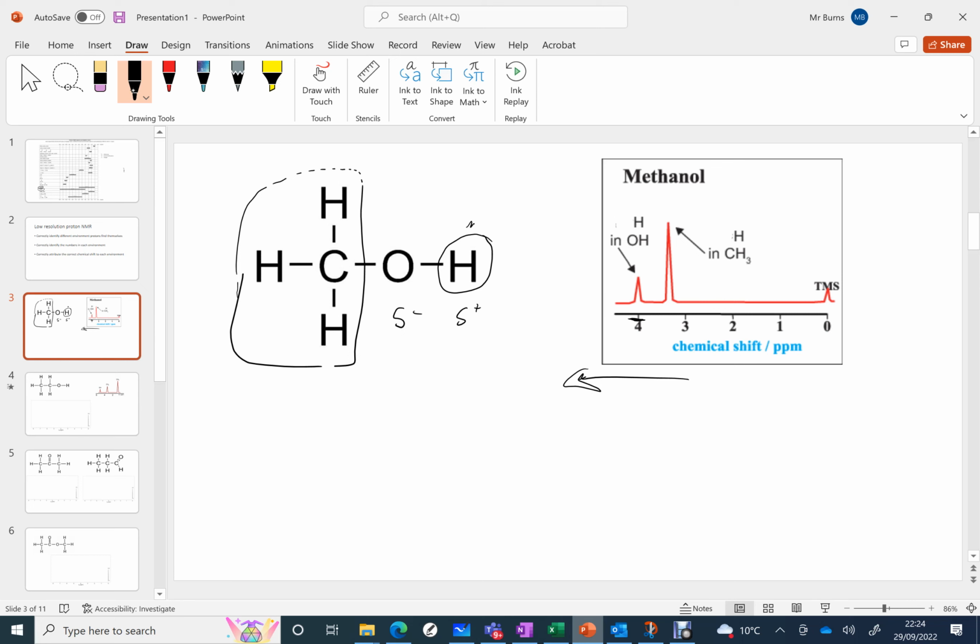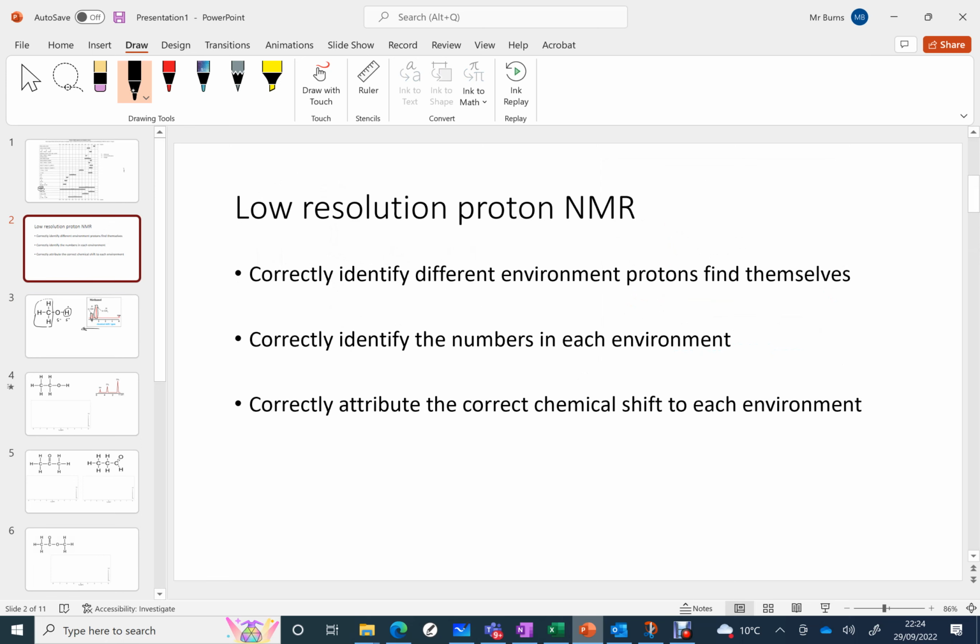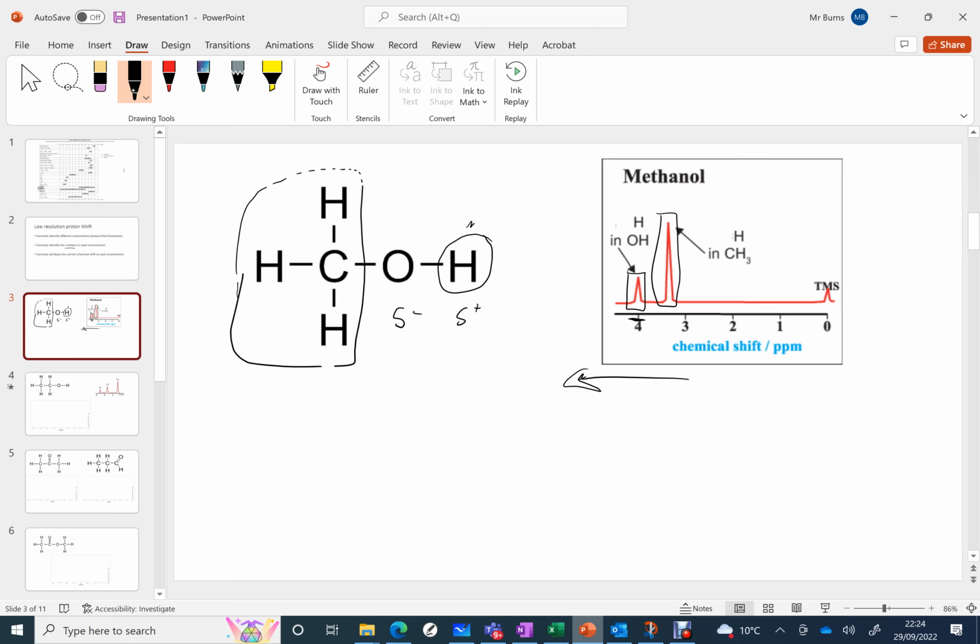So we can see that we should only see two peaks in this, and we do. There's a peak here, and there's a peak here, because there are only two different environments. So when I go back, I should expect to see two peaks in that. Now, what do the numbers tell you in this? Well, we can see that there's three hydrogens here, whereas there's only one here.